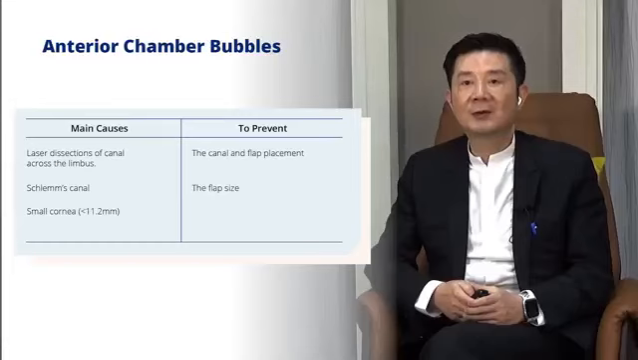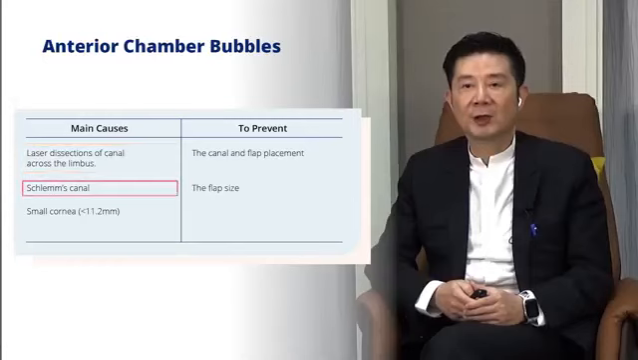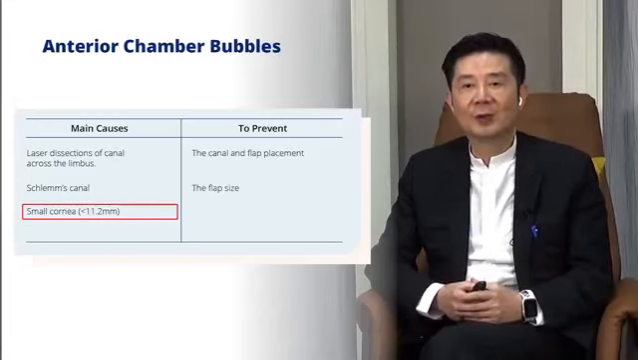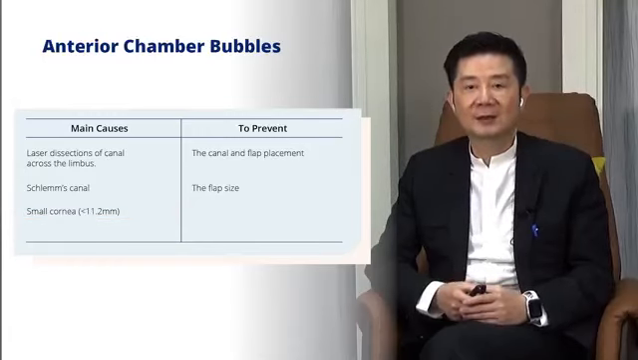Anterior chamber bubbles are caused by femtosecond laser bubbles leaking from the place where the canal passes across the limbus. Bubbles retrogradely access the anterior chamber through the trabecular meshwork via Schlemm's canal. A small cornea is another cause if the flap margin is set too close to the limbus. Management of AC bubbles will be covered in the excimer laser module.